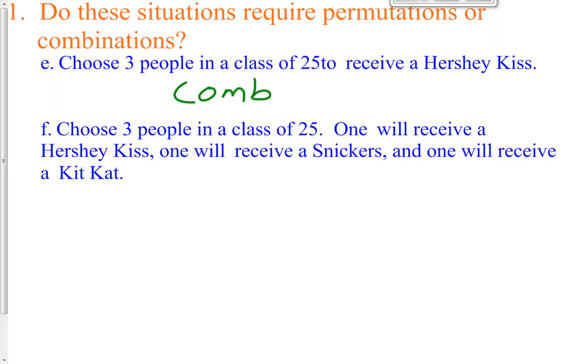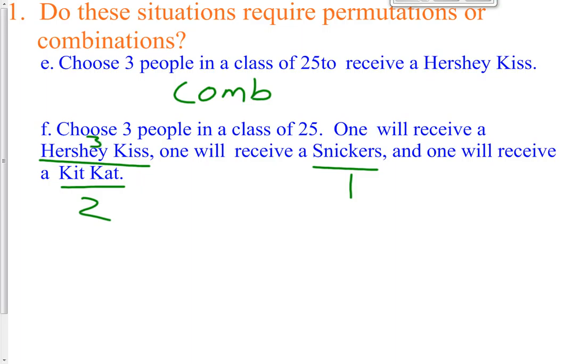On letter F, though, choose 3 people in a class of 25. One will receive a Hershey kiss, the other will receive a Snickers, and the other will receive a Kit Kat. Well, now the order does matter, because if you're chosen first, of course you're going to choose the Snickers, because the Snickers is the best candy up there, of course. And then the Kit Kat is the second best candy, so the second person is going to get the Kit Kat, and then the third person is going to get the Hershey Kiss.